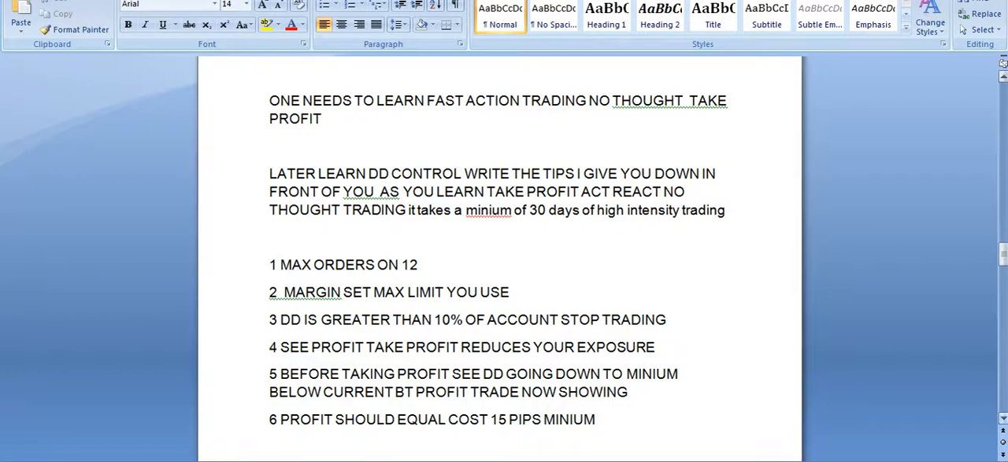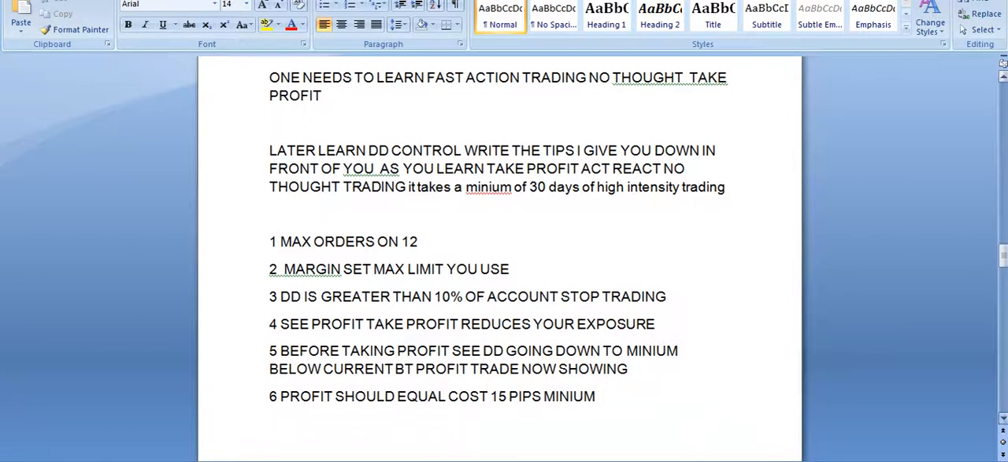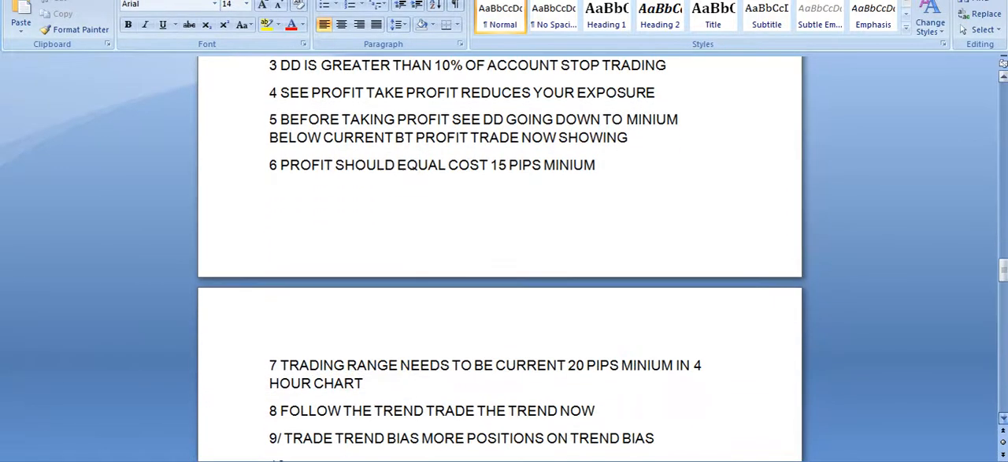But of course, if you're trading a very, very one lot, 15 pips means $150. It covers your cost of about $15. So you don't have to take it at 15 pips when you're trading bigger things. Trading range needs to be current, 20 pips minimum in a 4-hour chart. Otherwise, how can you get your 15? Follow the trend.